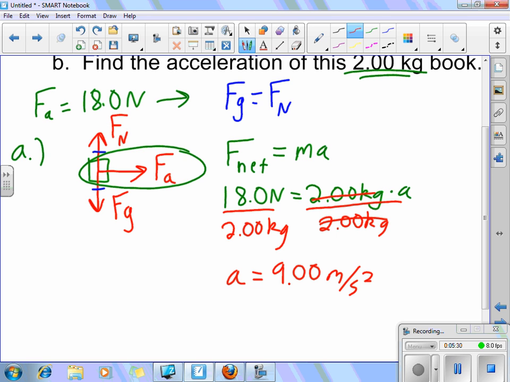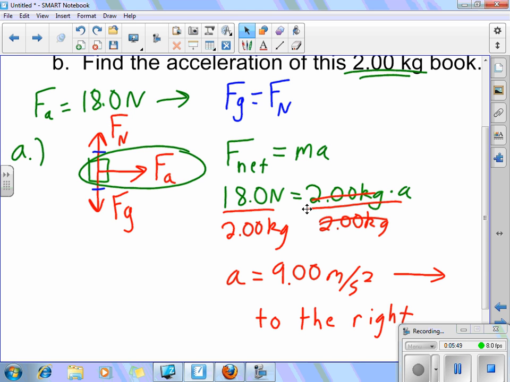Now there's another part of this though. An acceleration has a magnitude and a direction. And if the net force is going to the right, the acceleration must also be going to the right. So I could draw an arrow to imply to the right, or I could state to the right. You wouldn't want to say east in this case because we don't know if that book is actually being pushed to the east on the tabletop, but we do know it says to the right. So we'll say to the right.